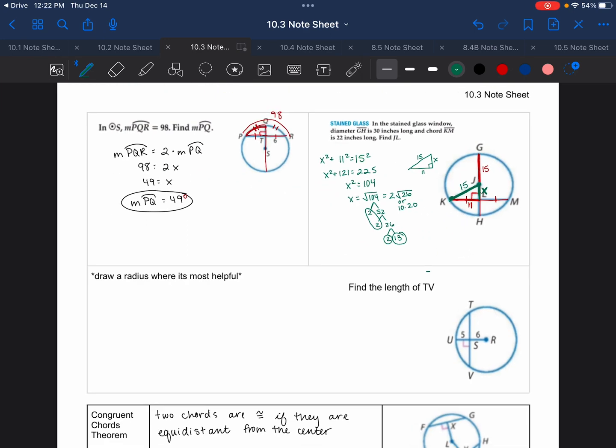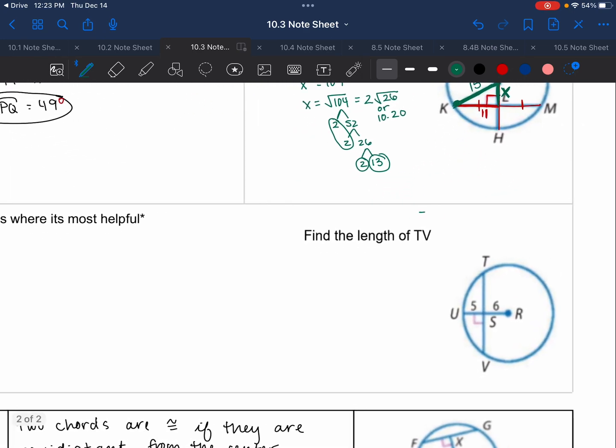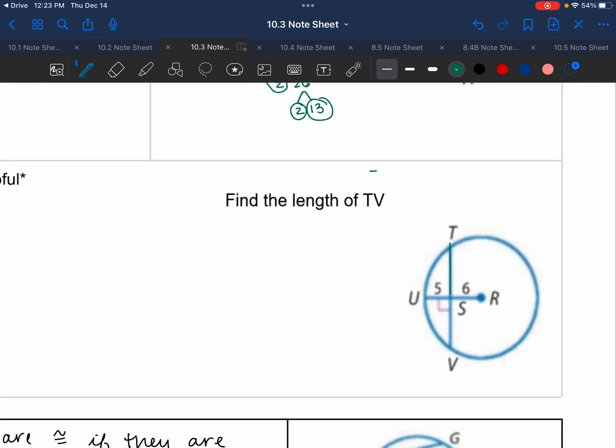All right. On this next one, find the length of TV. All right, so notice, again, that we have a radius or a diameter intersecting a chord at 90 degrees. So it bisects this chord here. Okay, so TV is bisected. So TS equals SV. We want to find TV. So let's work on finding half of it. So it's going to kind of look like that last problem that we did. So let's find TS.